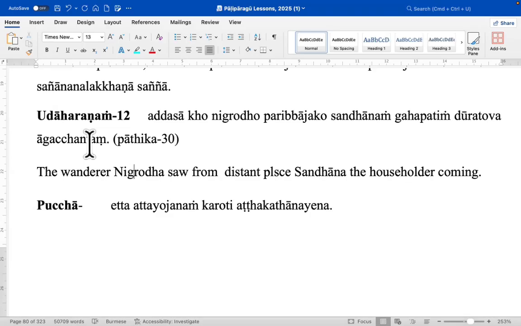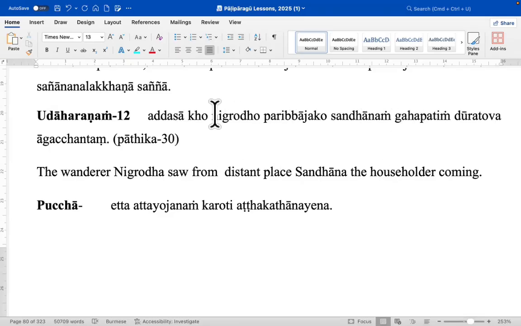The question you asked might also exist as a sentence. In this case, how to say, I don't remember. And here, this Agachantan is called Vikatikamma. Agachantan is Vikatikamma, and Santana Kapatan is called Bhagatikamma. So the wanderer Nigoda saw from a distant place Santana, the householder, coming in. Coming in modifies Santana, the householder. In English it is like a participle, like an adjective, but in Pāli we call Agacchanta Vikatikamma, the secondary object.